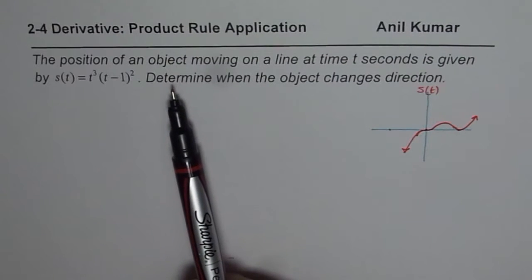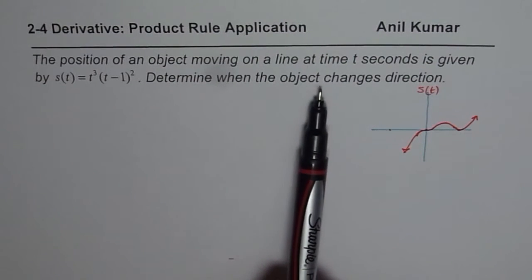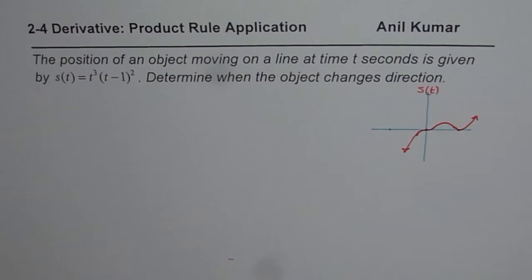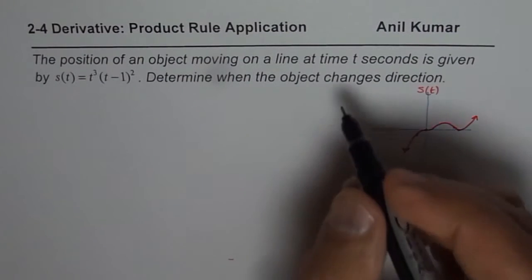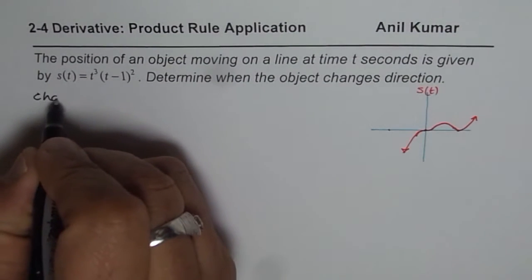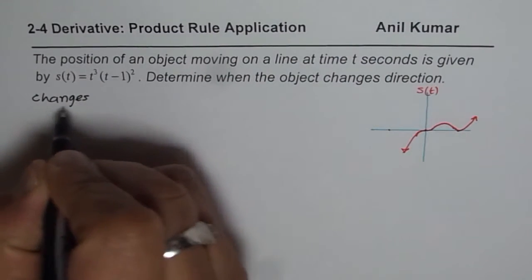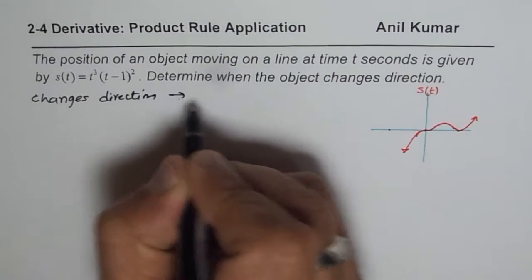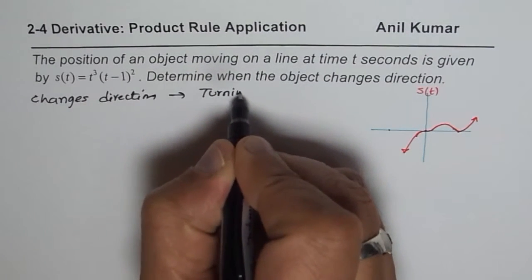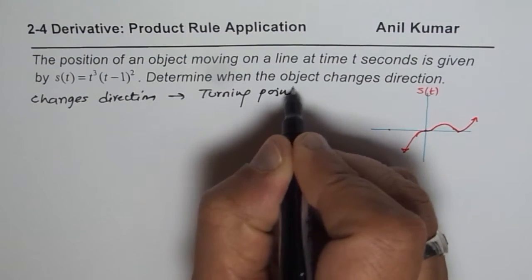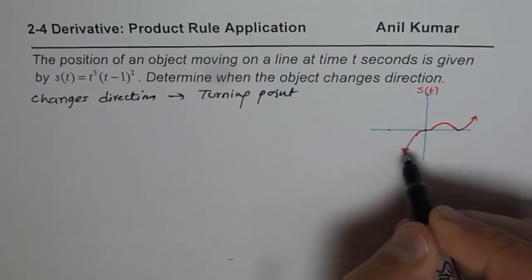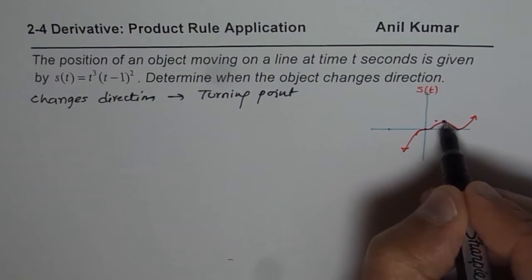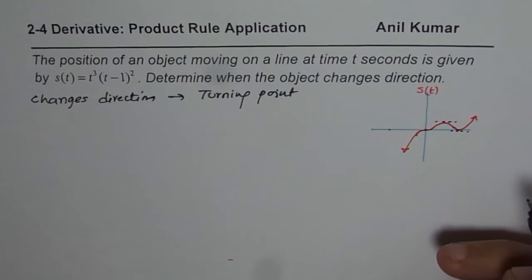Now, when we say determine when the object changes direction, that means there is a turning point. So changing direction means turning point on this displacement graph. Here you can see there is a 0 here, but it does not change its direction. Changing direction is these 2 points, as you can very clearly see.